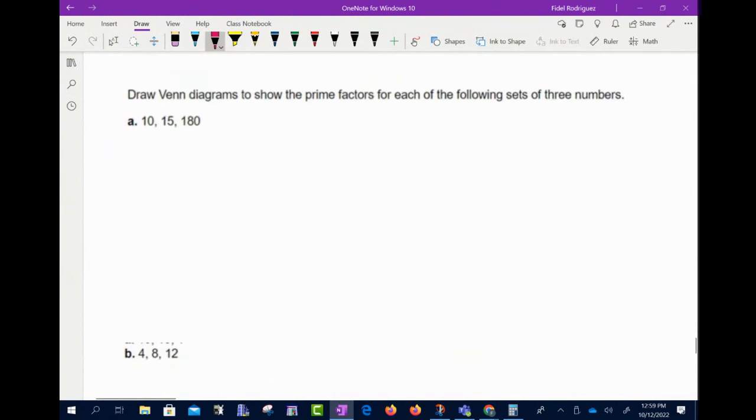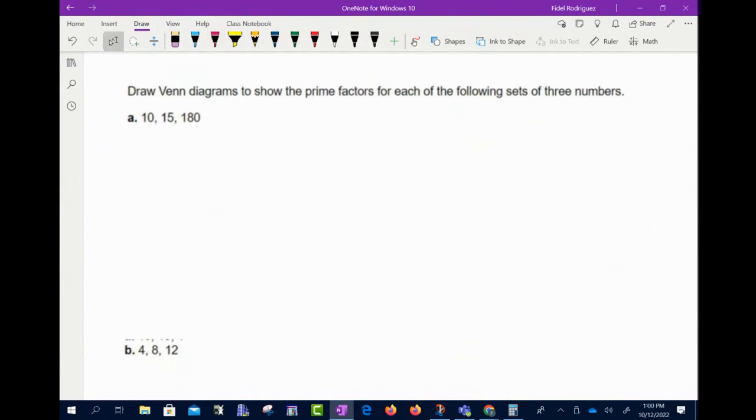Okay. So y'all, we've kind of actually done these problems before, but we'll go ahead and do it again. Again, it's just kind of review, but it says draw Venn diagrams to show the prime factors for each of the following 3 numbers. Okay, so let's do it. 10. I know 10 breaks down into 2 and 5, right? 15 breaks down into 3 and 5.